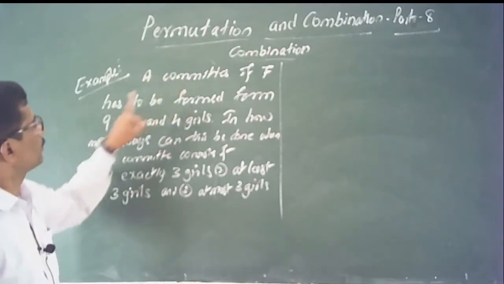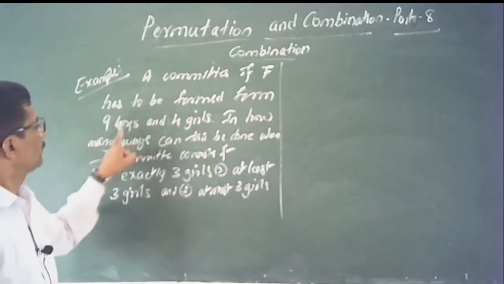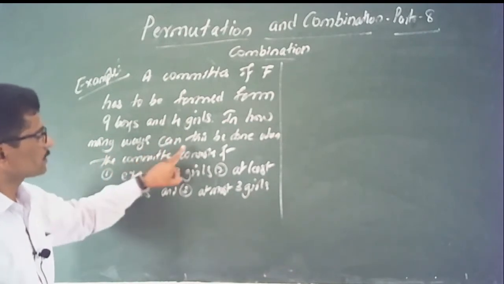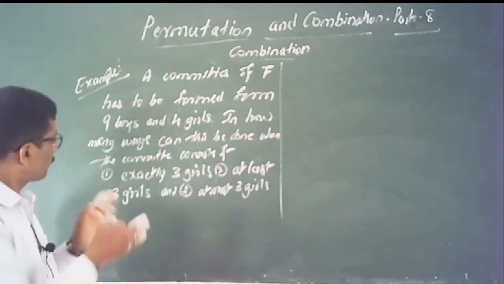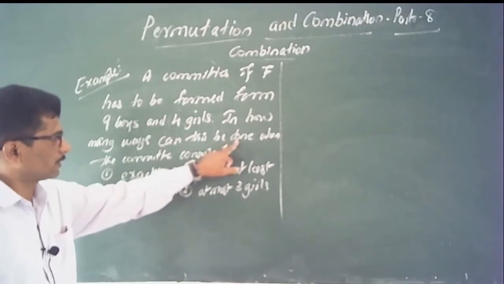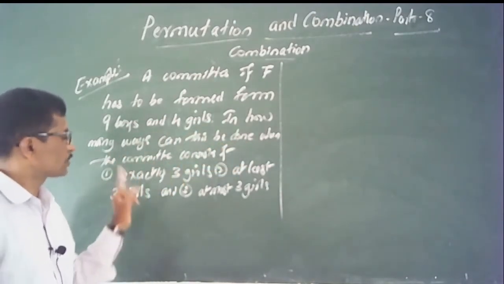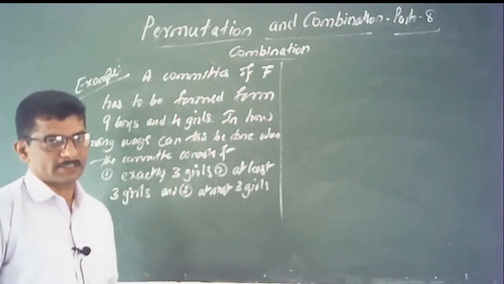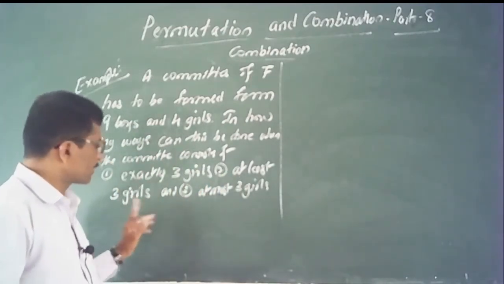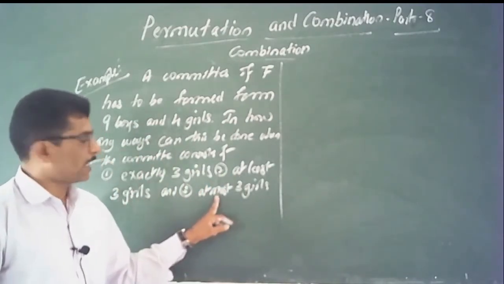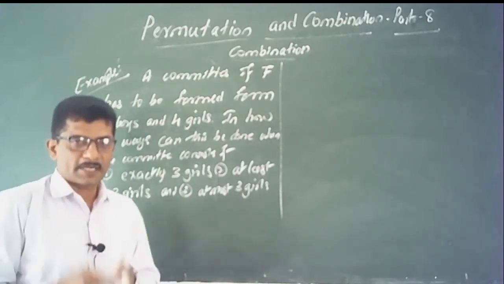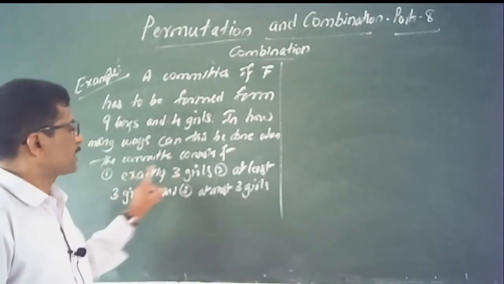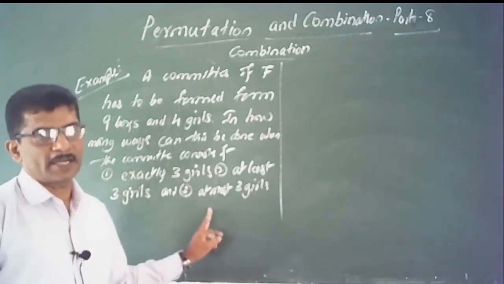Example: a committee of 7 has to be formed from 9 boys and 4 girls. In how many ways can this be done? When the committee consists of different conditions. The first one is exactly 3 girls. The second one is at least 3 girls. And the third one is at most 3 girls. Remember these words are very, very important: exactly, at least, and at most.